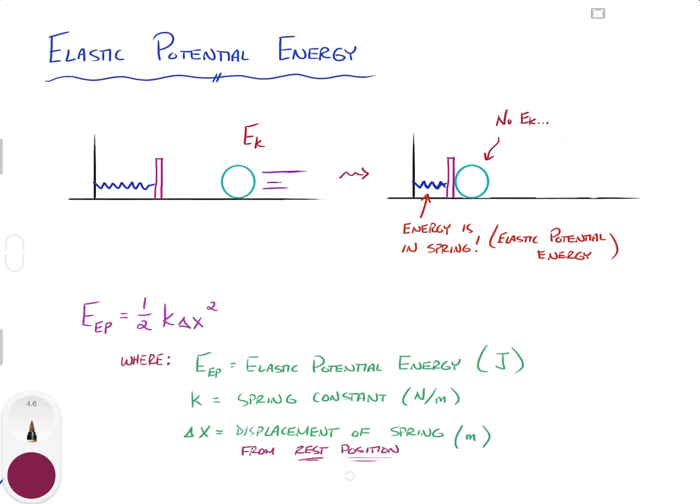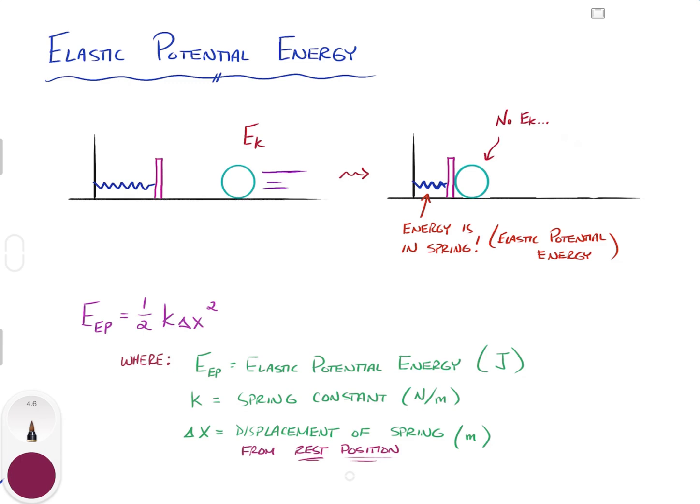Now, to calculate elastic potential energy, it's very similar to the kinetic energy equation with different variables substituted in. So the elastic potential energy in a spring is equivalent to 1/2 of that spring's spring constant times the extension or compression of the spring from its resting position squared. Again, you only square the displacement of the spring.